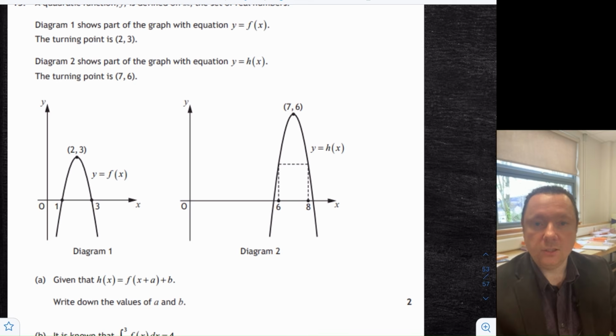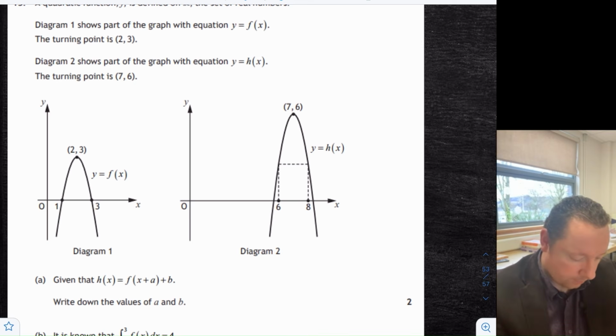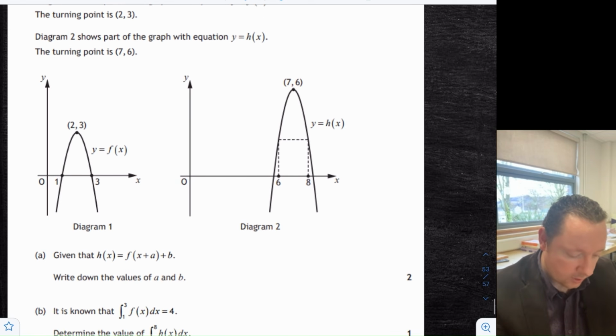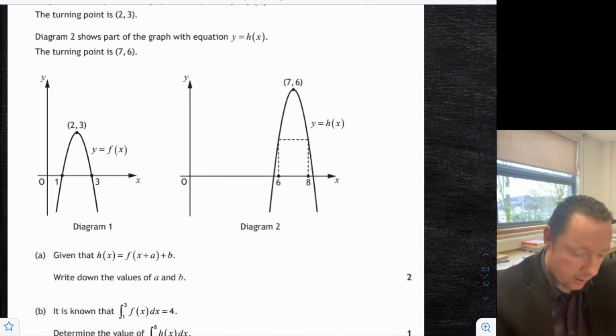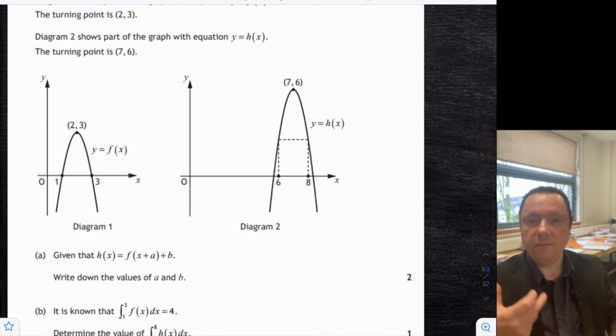Okay, let's see what it's asking us to do. Part A. Given that h of x is f of x plus a plus b, write down the values of a and b. So in other words, it's a graph transformation question for part A. So let's have a look to see what's happened. If we look at the turning point, 2, 3, it's clearly moved along to become 7. 2's become 7. It's moved to the right by 5.